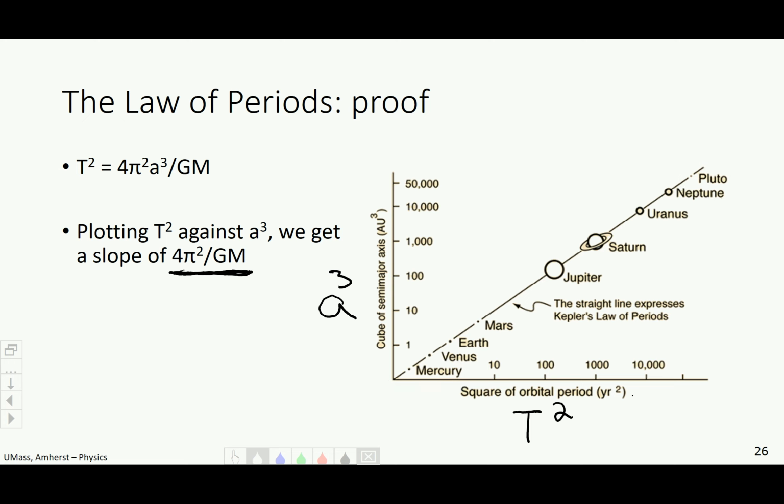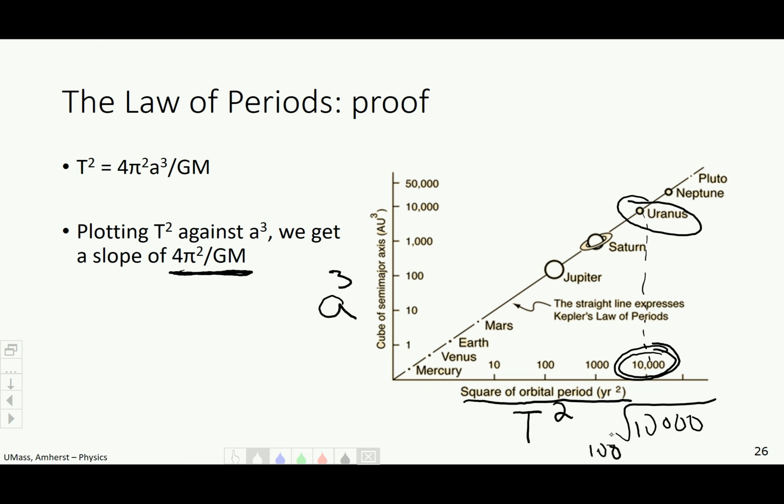Just as a curious thing, when we get up to Uranus, the square of the orbital period is around 10,000. That means we take the square root of 10,000. If I'm not an idiot with math, I think that's 100 years-ish. So that means that we end up with a 100-year period for Uranus. And Pluto's even longer than that. If my math is wrong, it's probably wrong. Okay.